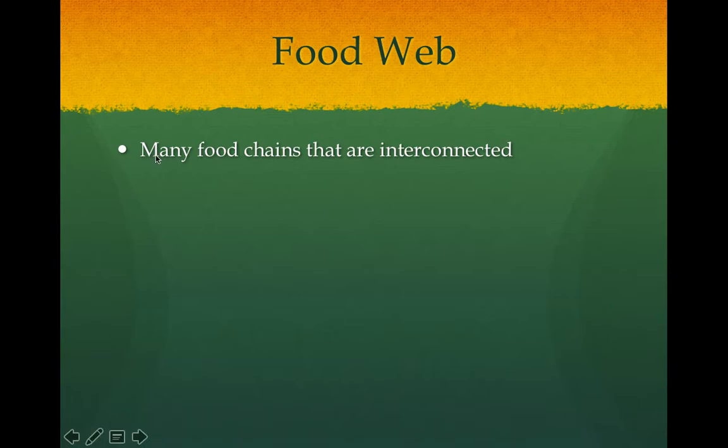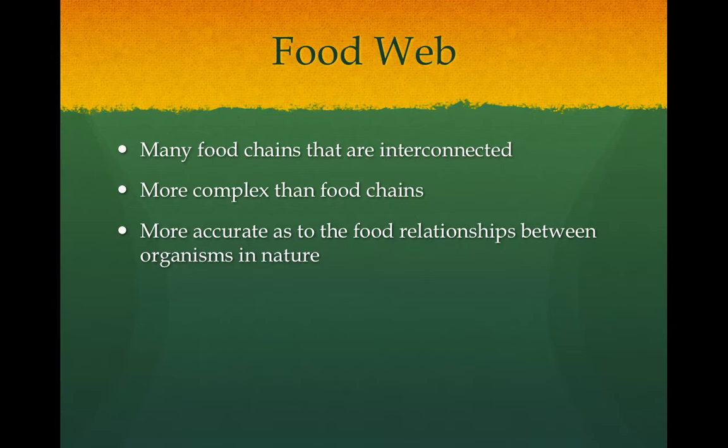So a food web is many food chains that get interconnected. It kind of starts looking like a spider web where everything is joined. It's more complex, and complex means complicated. It means there's more paths of energy. There's more different types of food for the organisms to consume. It's more accurate because the food relationships exist between many organisms in nature.